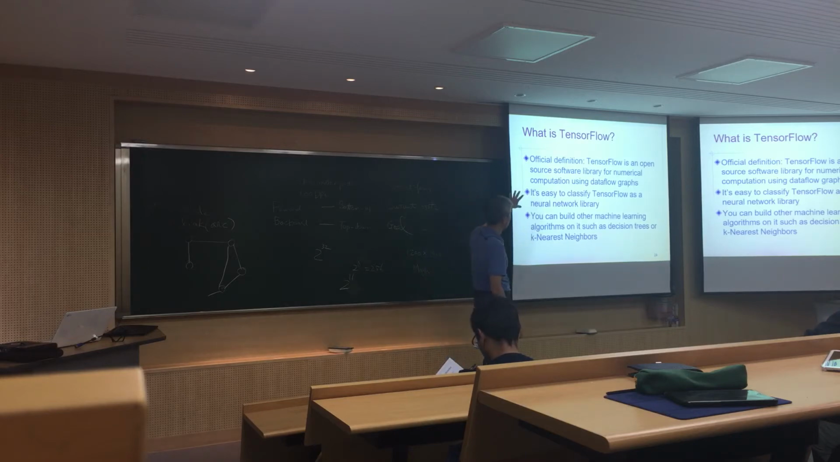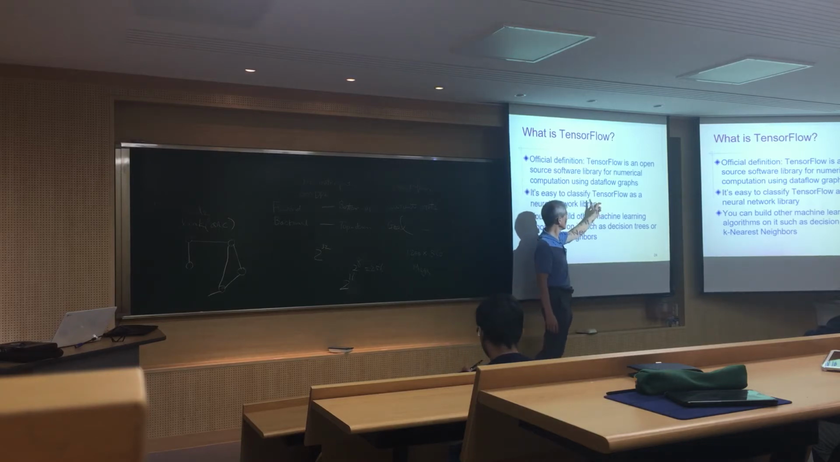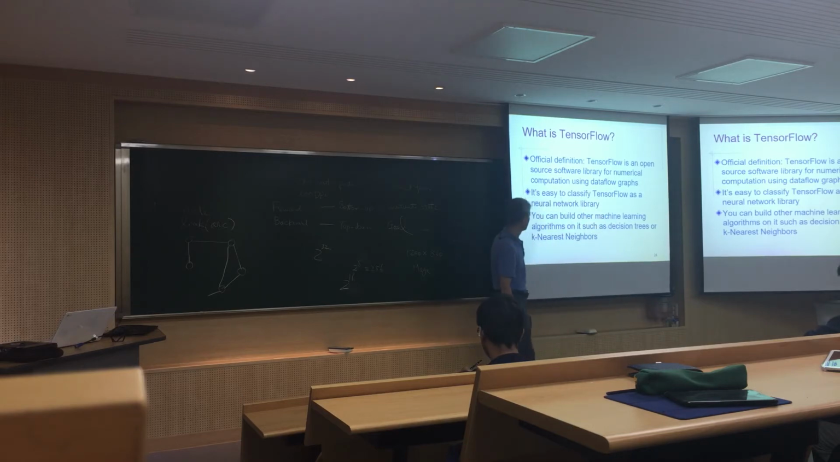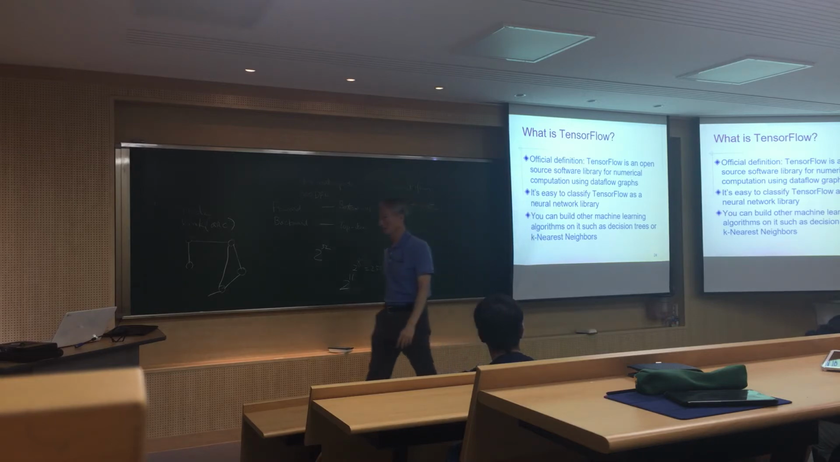But simply, he's saying we can classify TensorFlow as a neural network library. But also, it is more than a neural network. TensorFlow is more than a neural network. But to say it simply and easily, we can say it is a neural network library. You can build other machine learning, right? A neural network is a kind of machine learning, right? Using TensorFlow, you can build other machine learning, like a decision tree or nearest neighbors.